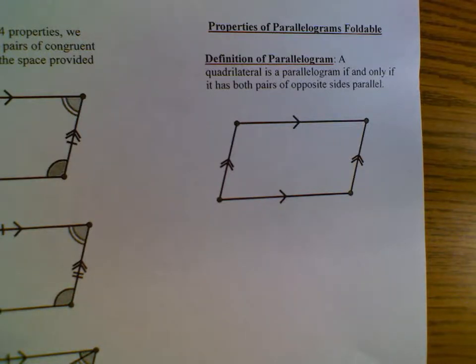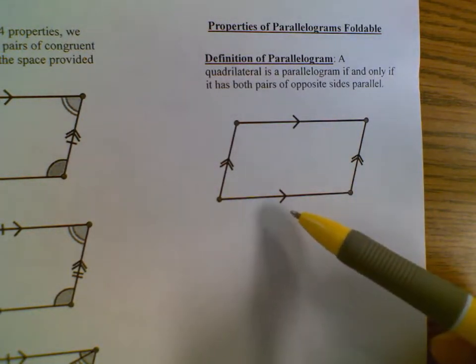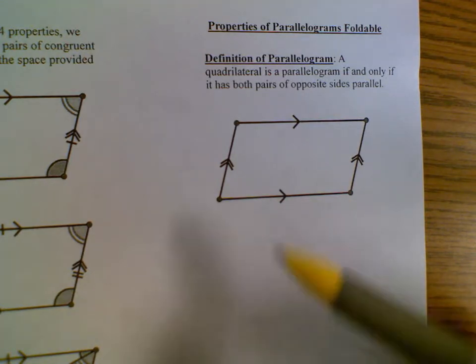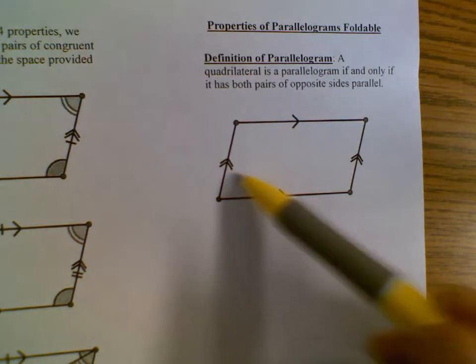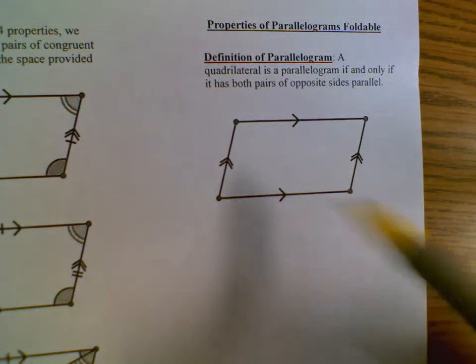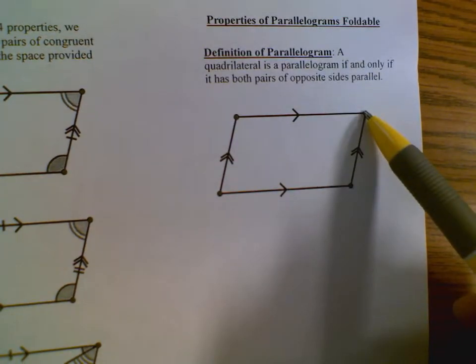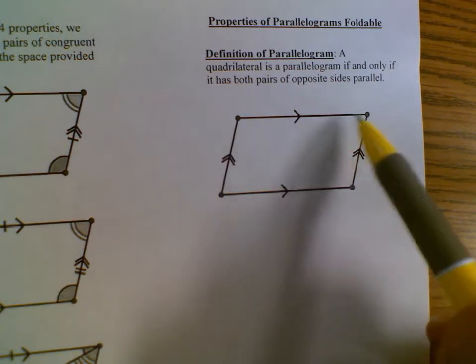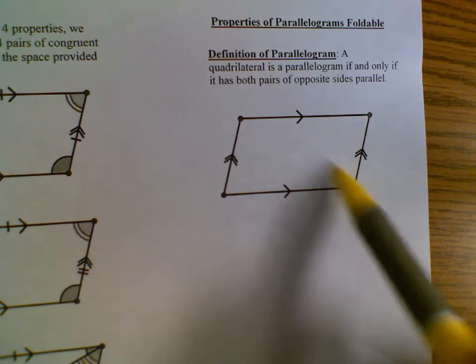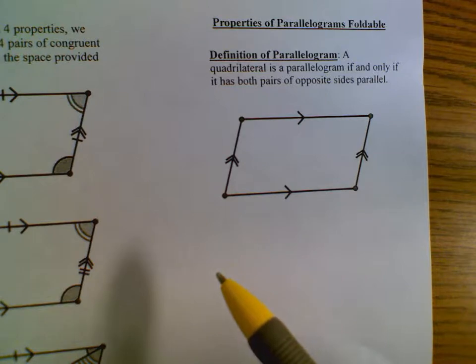The first one is definition, right? What's the definition? Both pairs of opposite sides are parallel. Now, what's the second? Property 2. Both pairs of opposite sides are congruent. And then property 3. Both pairs of opposite angles are congruent. And then consecutive angles are supplementary. And then diagonals, which are drawn through the figure, bisect each other.